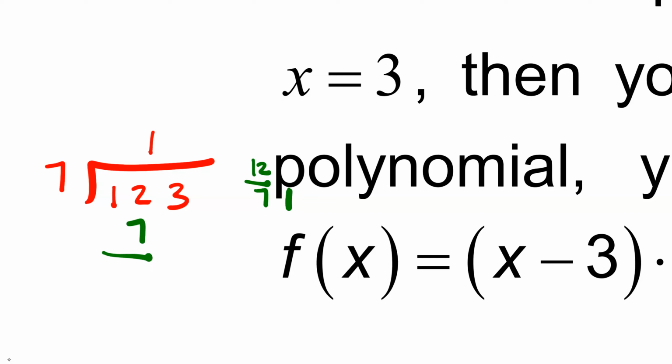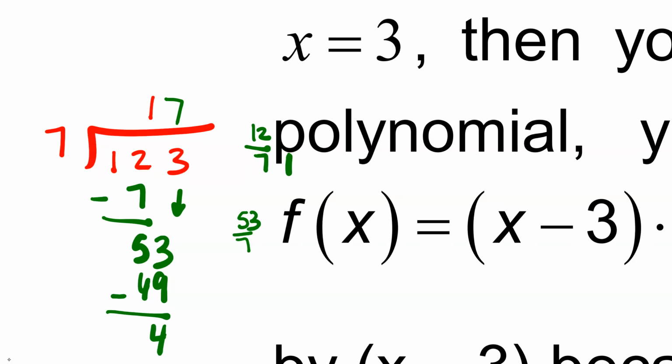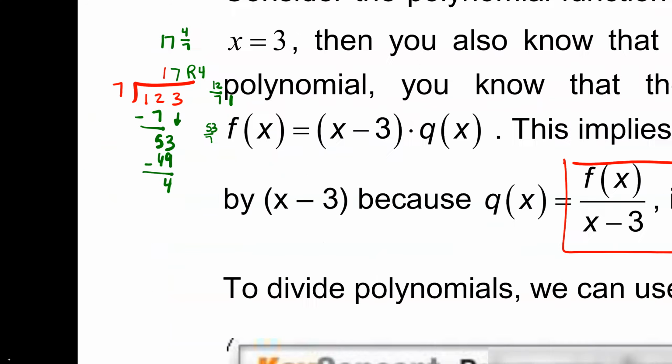Then I draw the line, change the sign, so I'm subtracting 7 from 12. I get 5, bring down the 3. How many times can 7 go into 53? 7. Then I multiply that 7 by 7, and I get 49. Draw the line, change the sign, and I get 4, remainder. So there's 2 ways we write this. I could say remainder 4, or I could say 17 and 4 over 7, because 7 is what I was dividing by. We're okay? Cool. We're just reminding you of the order that we do long division.